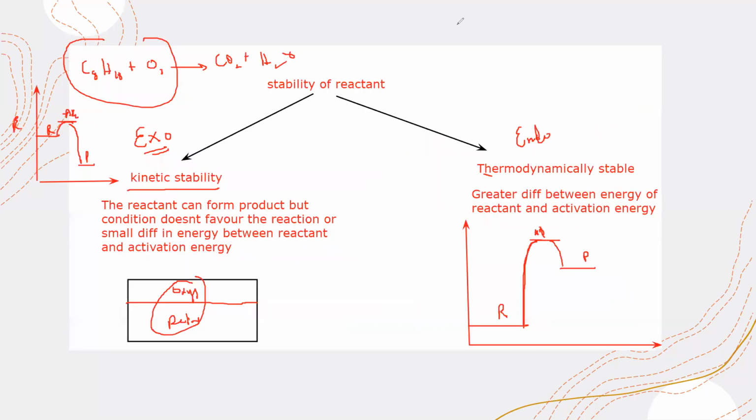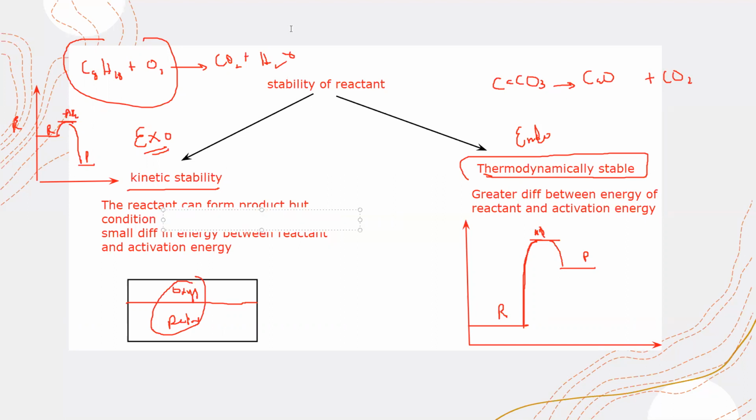Yes, in the thermodynamically stable case, the condition, for example, you need a high temperature. A normal example of thermodynamically stable is the thermal decomposition of calcium carbonate. So this gives calcium oxide plus carbon dioxide. In kinetically stable, conditions are there, but it's not. To be clear, the reactant can form a product, and conditions favor the reaction, but still the reactants are not forming a product. We call that kinetic stability.